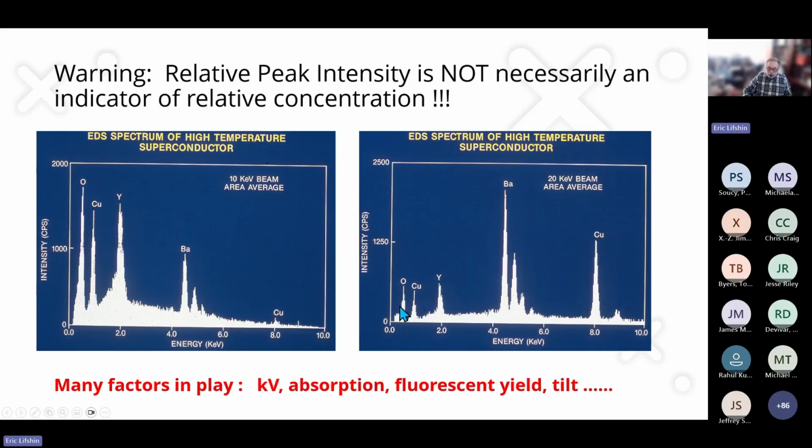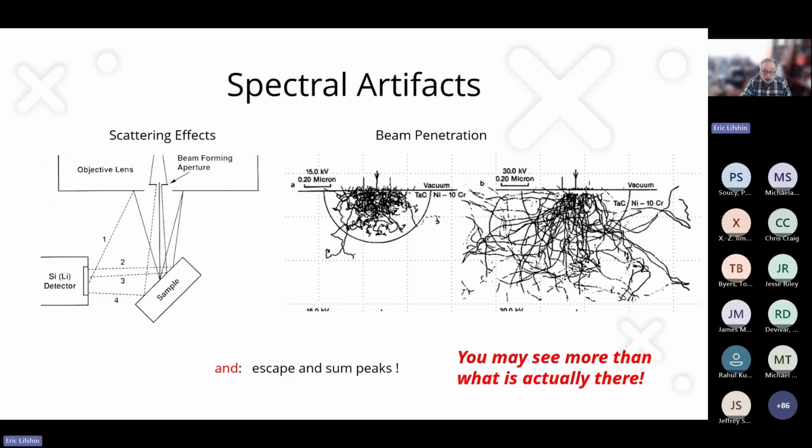And why is this true? I already mentioned the fluorescent yield can be quite different between elements. You can also have absorption effects. kV can affect things, and the tilt can affect it. So if you take no other message, don't do analysis in front of somebody where you say, oh, look, there's the biggest peak in the spectrum. There must be more of it. That's not how you play the game. You've got to be very careful and relate it to a standard.